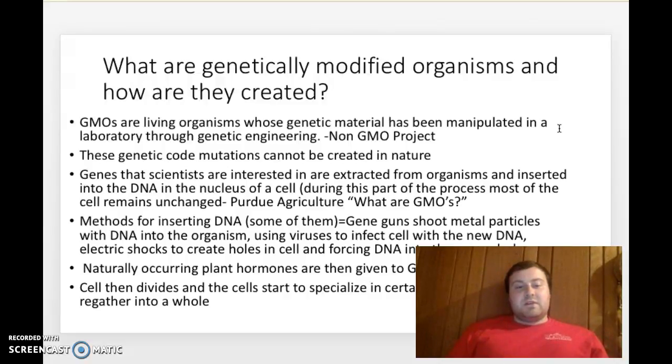The methods for inserting the DNA vary. There's one method that uses a gene gun to shoot metal particles into the DNA of the organism, and there's another method where you can use a virus to infect the cell with new DNA. And there's also another method where you can use electric shocks to create holes in a cell, and you force the DNA into the holes. Naturally occurring plant hormones are given to the GMO to initiate its growth after this, and this helps with the development phase as well. Then the cells divide, and the cells start to specialize in certain functions before they are regathered into the whole.